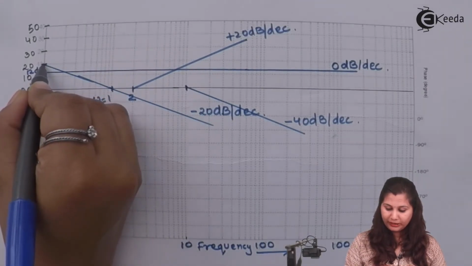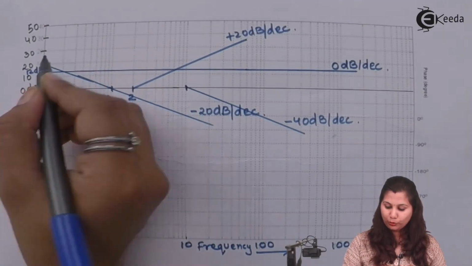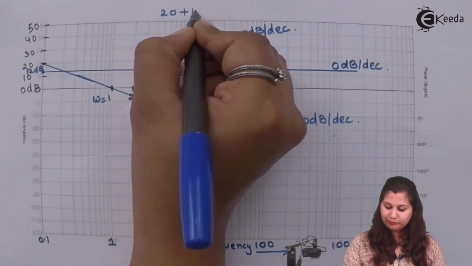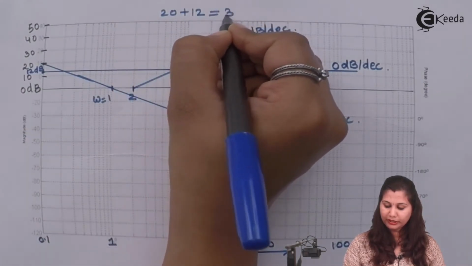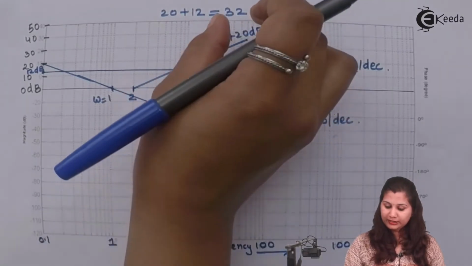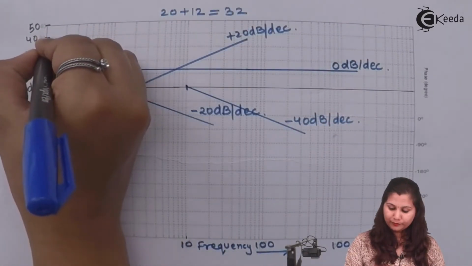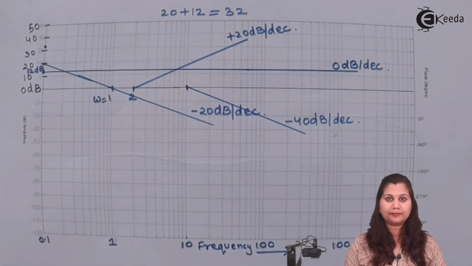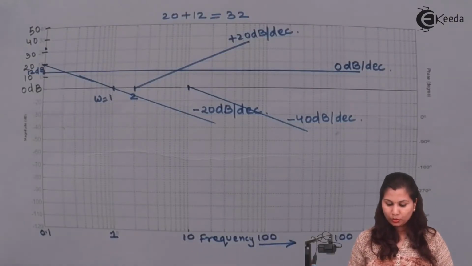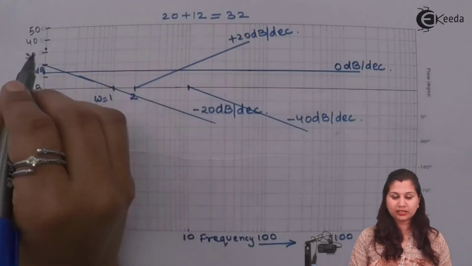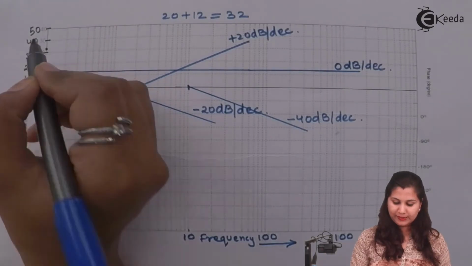This is 20 dB, this is 12 dB. So 20 dB plus 12 dB is equal to 32 dB. So the resultant magnitude will be 32. That is this point. So 20 plus 12, it is 32 dB. So we will start from this point.